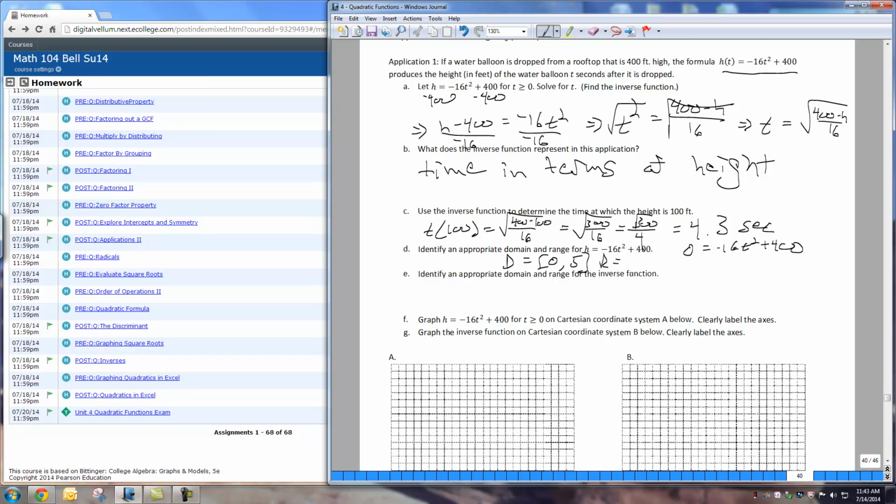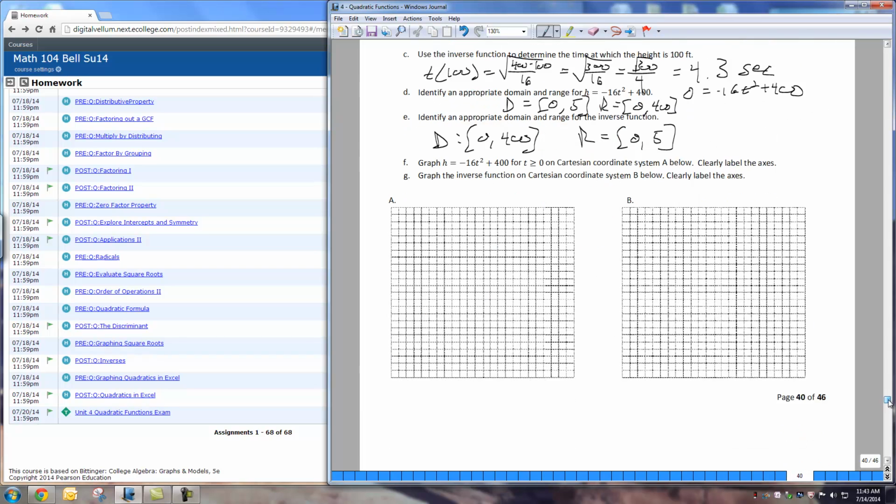And the range goes from the lowest point of being 0 to the highest point of being 400. So the inverse is just these two flipped around. Now my domain goes from 0 to 400, which makes sense because if I plug in a number that's greater than 400 here, I'm going to get a negative in my radical, so I'm not going to get a real number for my t. I'm going to get a complex number. So that's why it's nice to leave it in this form, because it makes it easy to see our domain. And then our range is going to go from 0 to 5.